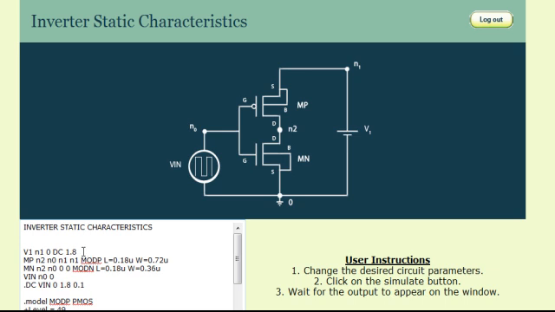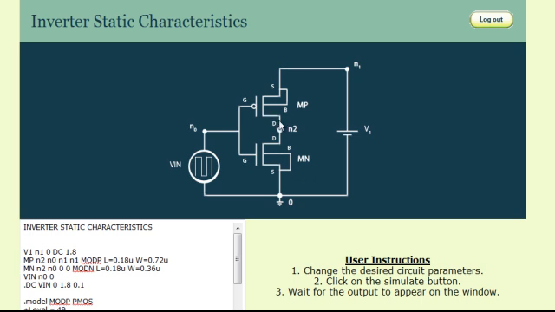Line 1 corresponds to a DC voltage supply of 1.8 volt applied between node N1 and node 0, and it is labeled as V1 in the first line of the program. Lines 2 and 3 correspond to the definition of a PMOS device, which is labeled as MP, and an NMOS device, which is labeled as MN.